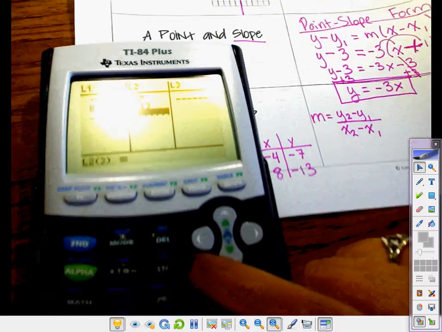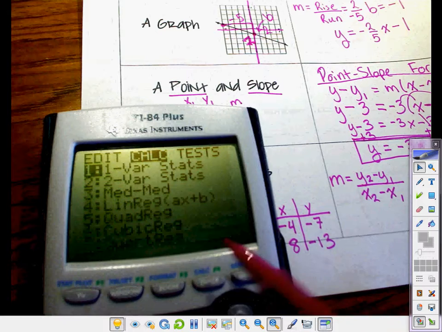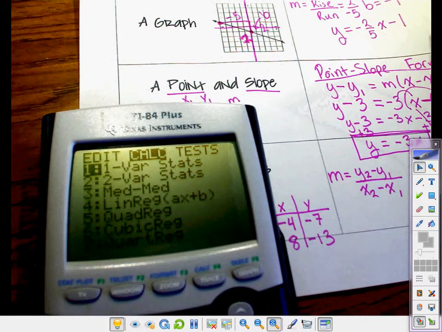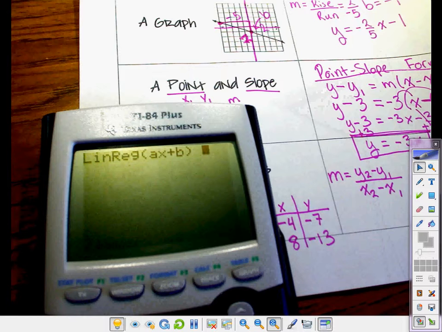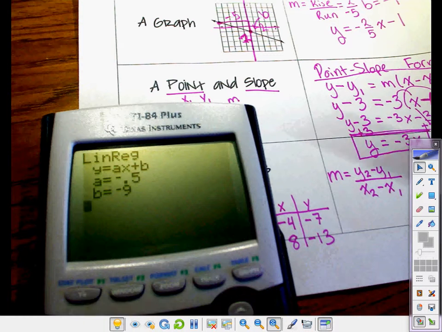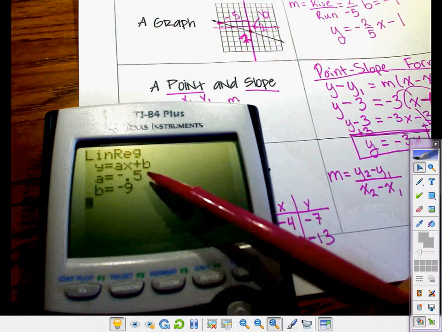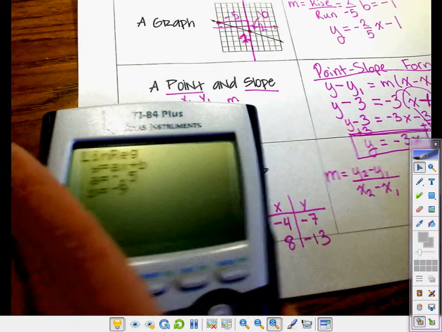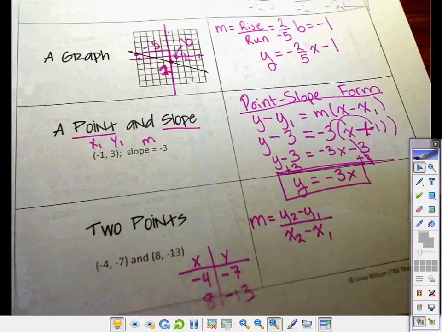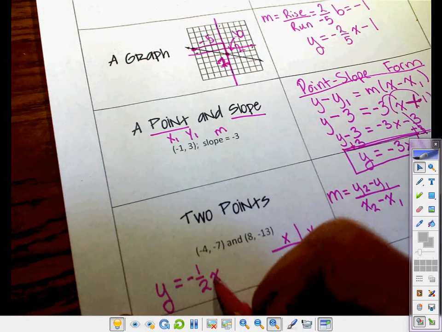So then I would go back to stat. Then we're going to go over to calc because we're going to make it do all our calculations. And then I'm going to go to number 4. Yours looks a little bit different than mine. Mine's an older calculator. When I press enter, it tells me this. So what is my slope? Negative a half, good. And what is my y-intercept? Negative 9. Very good. So we already know the equation, right? The calculator just told us it's y equals negative 1/2 x minus 9.